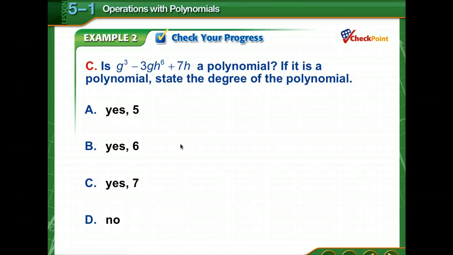Try again. You probably figured this was a polynomial, but did you forget to add that 1? 6 plus 1 is 7. Okay, good practice.